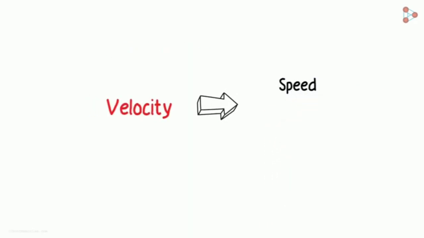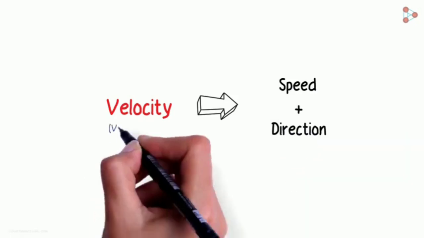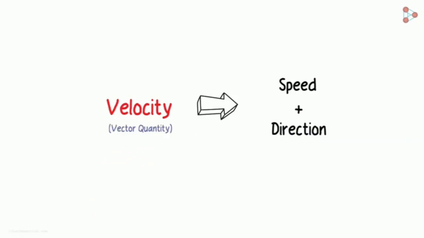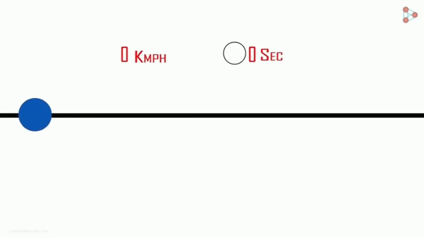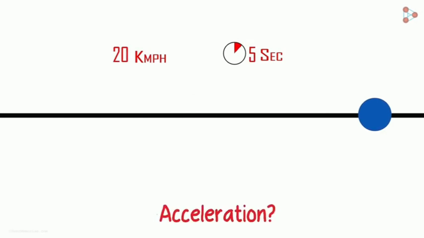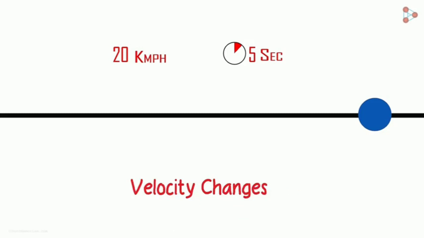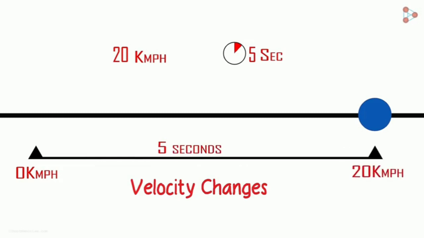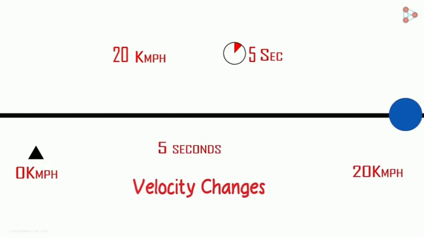So, what is velocity then? In velocity, speed and direction should be introduced here. That means two terms are introduced: one is speed and another is direction. So when an object is moving from one point to another point with 20 km per hour in 5 seconds, then we can say the velocity changes.